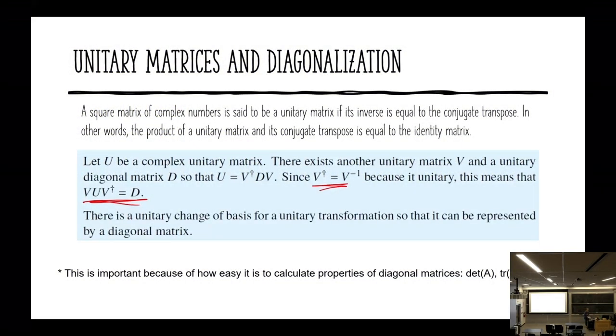So today we're going to start by finishing up our little math boot camp by talking about change of bases and bases in general. It follows from the last comment that we were making about diagonalization in unitary matrices. We say that there is a unitary change of basis for a unitary transformation so that you could represent the matrix as a diagonal matrix. That's kind of convenient because it's really easy to work with diagonal matrices.